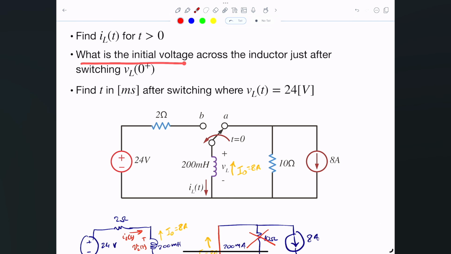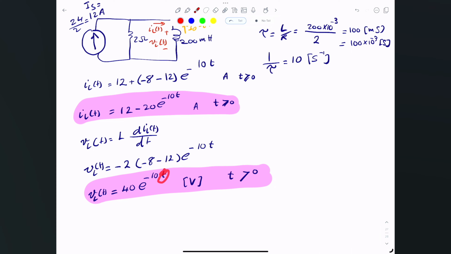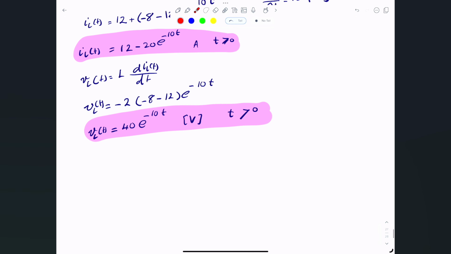And now what we need to do is figure out the voltage right before switching and right after switching. I said right before switching was 0, right after switching we just substituted 0 in here, and by substituting 0 we got 40 volts. So I can write those for you. VL for 0 minus, because it was a wire, is 0. V of L right after switching is simply 40 times e to the power 0, which is 1, so 40 volts. That's what we have.